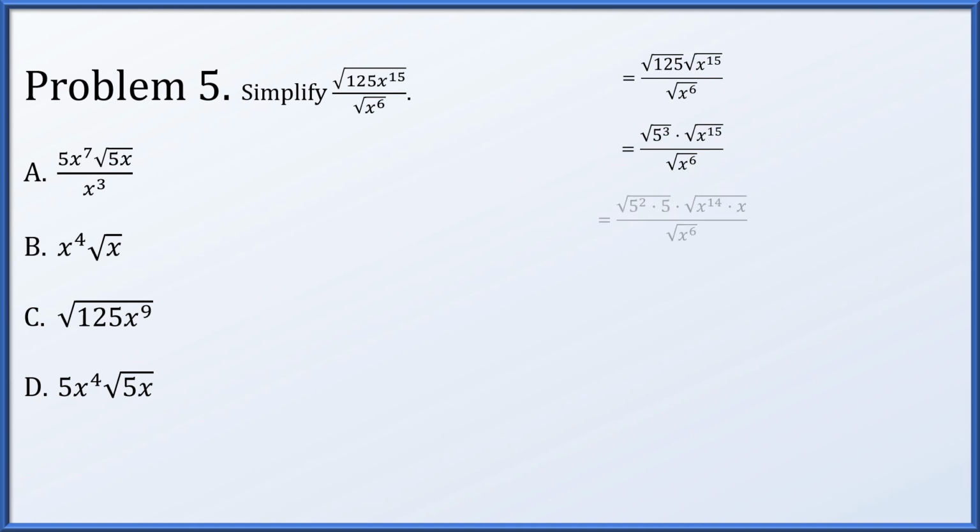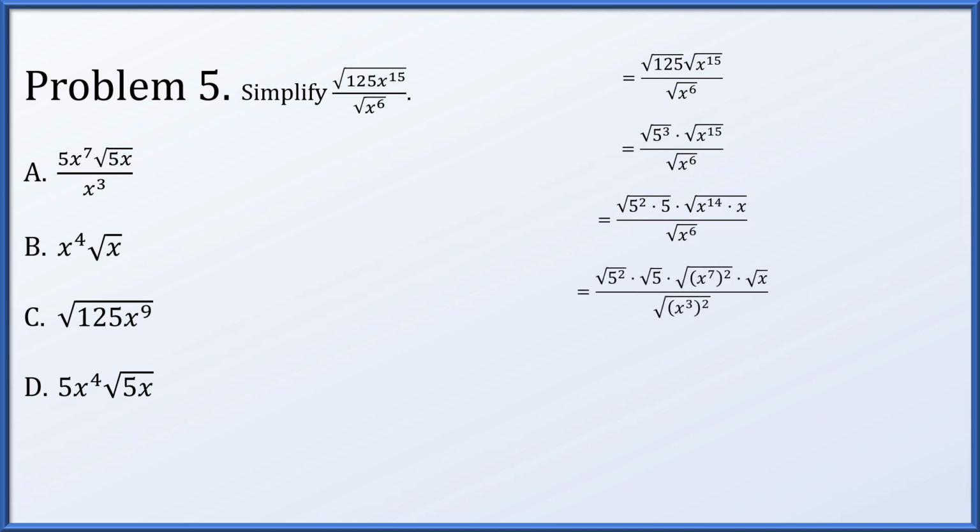125 is 5 cubed. Now for every term, what we're going to do is find the largest even power we can to factor out. So out of 5 cubed, I can factor out a 5 squared, leaving behind a 5. And out of x to the 15th, I can factor out x to the 14th, leaving behind an x. Why would we factor out even powers? Well, we're going to exploit properties of exponents.